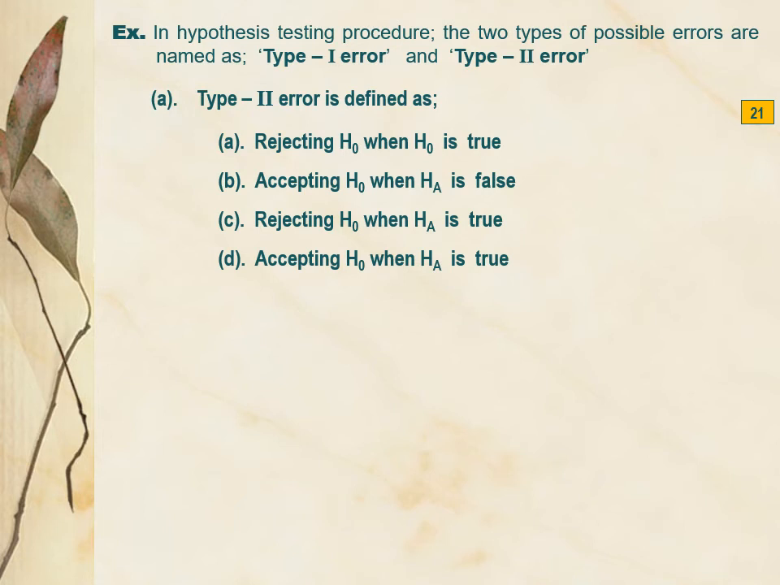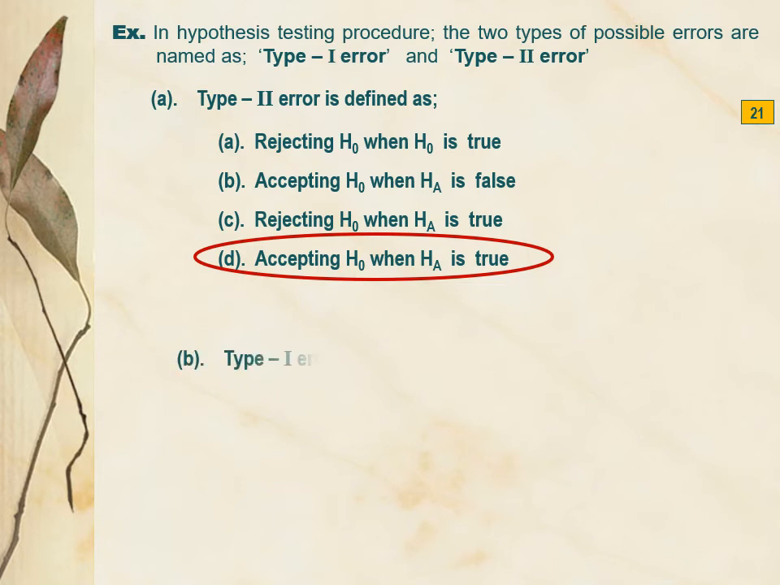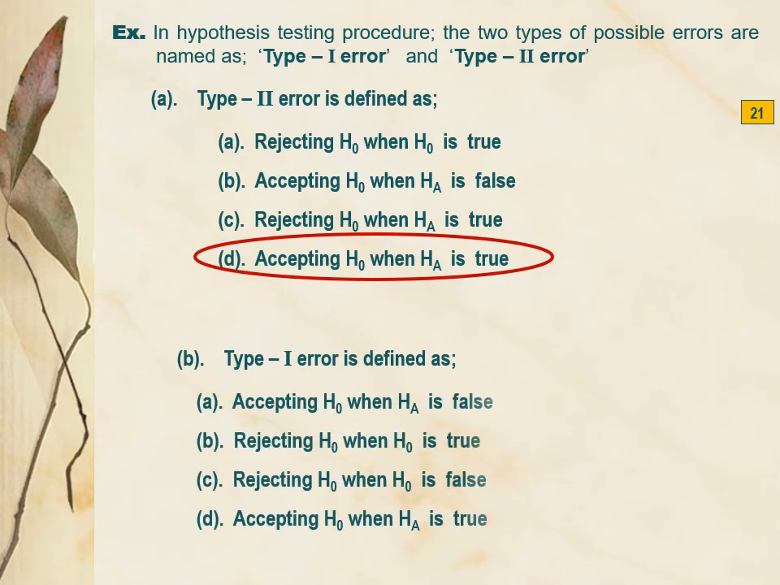Now, which is type 2 error? Type 1 error is rejecting H naught when H naught is true. And type 2 error here is accepting H naught when HA is true. This is the type 2 error. The second question: type 1 error is defined. I hope you will do it on your own. What is type 1 error? Type 1 error is rejecting H naught when H naught is true. See which statement that is: rejecting H naught when H naught is true. The second one is given there. So be prepared for such types of questions. Most of the questions will be based on the concept.